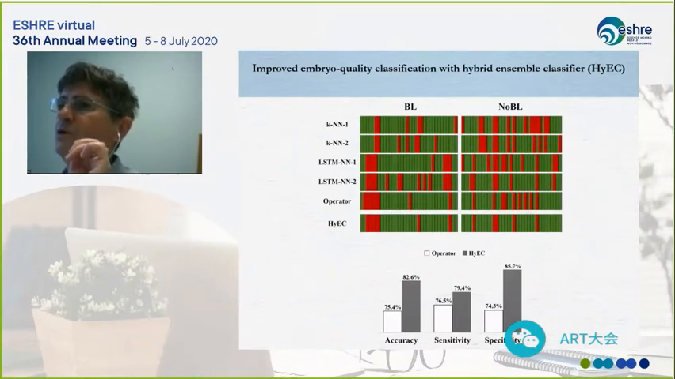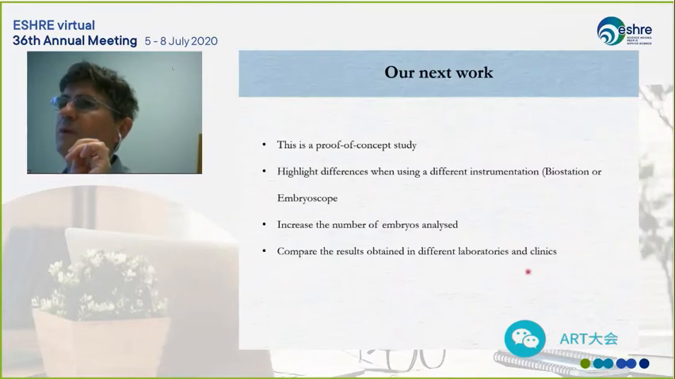So what our work underlines, although this is still a proof of concept, is that by combining artificial neural network analysis with that of the operator, which still remains important, we can obtain good advice on how to classify as developmentally competent or incompetent our very early embryos during their pre-implantation development.